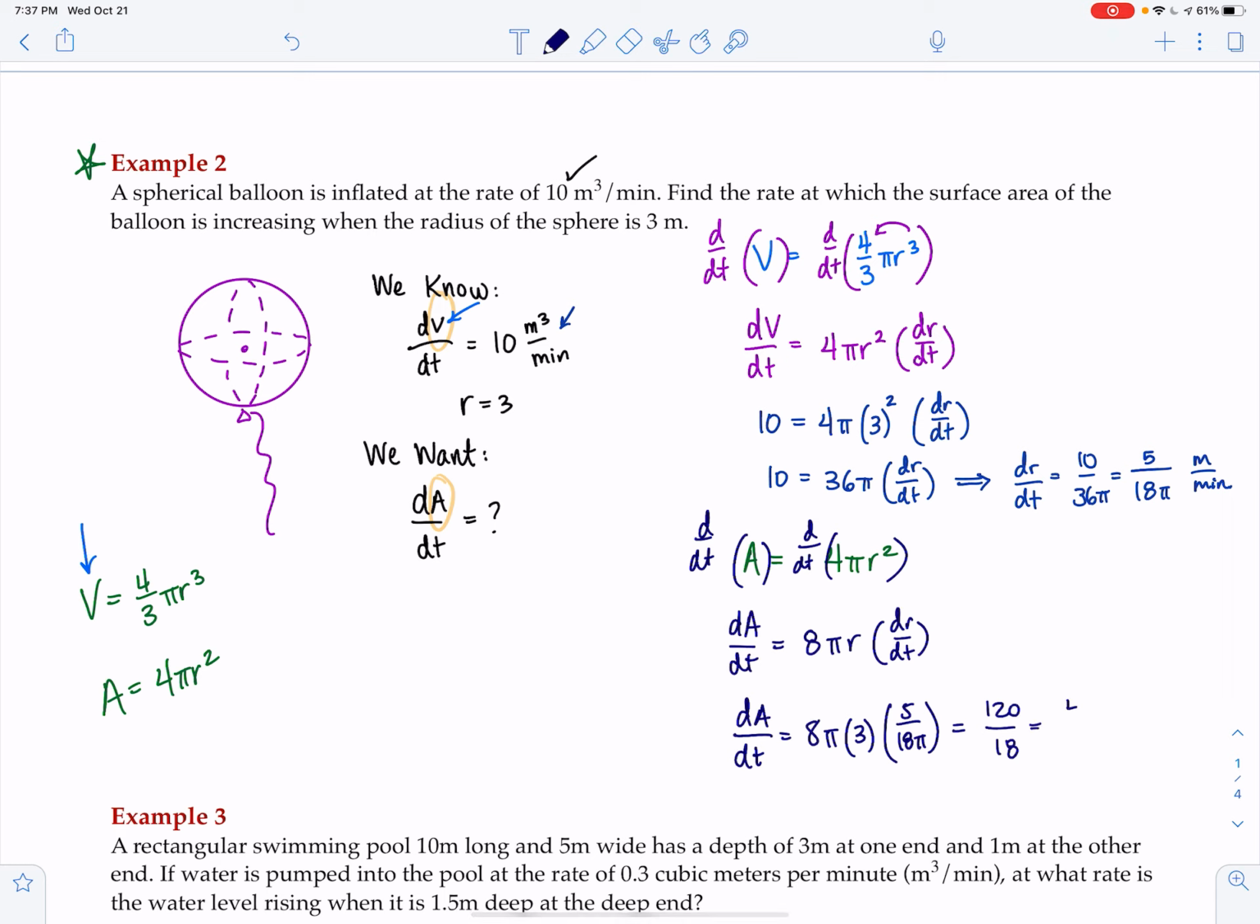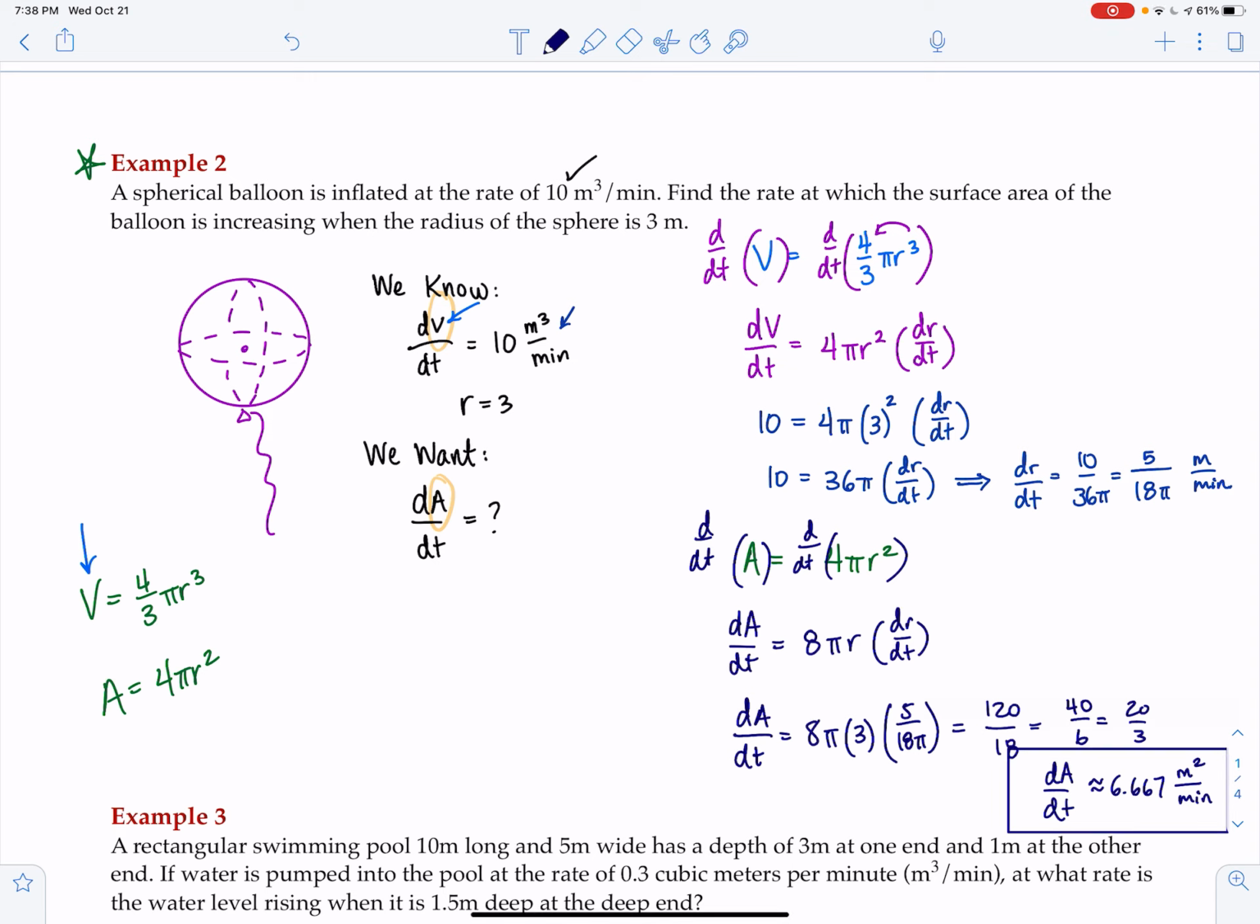I could get 40 over 6, and then 20 over 3, which is approximately equal to 6.667. Because it's area, we're talking meters squared per minute. And that is exactly what I was looking for, because go back to the problem and make sure you are answering the question they gave you.